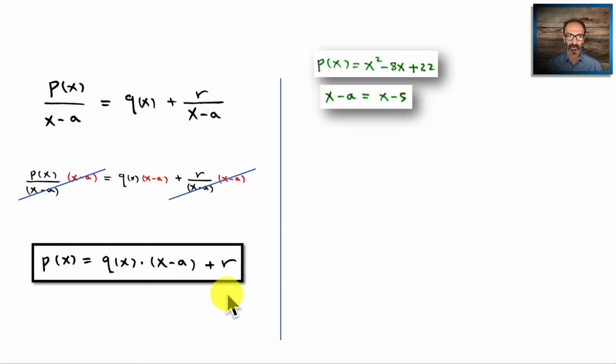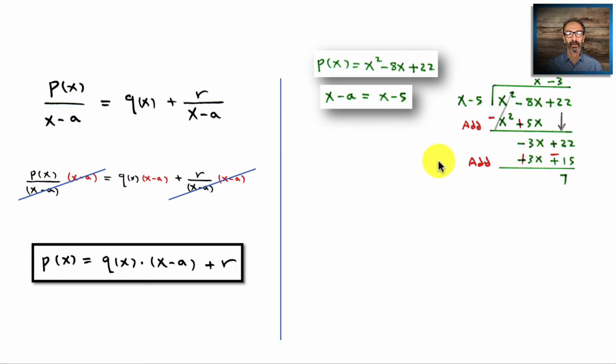For example, p of x equals x squared minus 8x plus 22. If x minus a equals x minus 5, let's see if x minus 5 is a factor. Well, doing the long division, and I'm skipping the steps, just want to give you the concept. Dividing by x minus 5, we have x minus 3. But we do have a remainder. So what does that say? It says that our polynomial is equal to x minus 5 times x minus 3 plus the remainder.